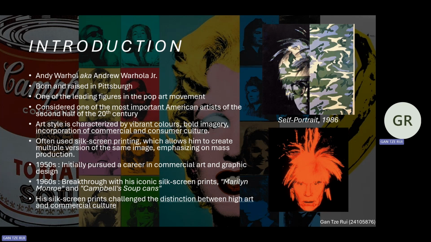His art style is characterized by vibrant colors, bold imagery, incorporation of commercial and consumer culture. He often used silk screen printing, which allows him to create multiple versions of the same image and emphasizing on mass production. In the 1950s, he initially pursued a career in commercial art and graphic design before focusing on pop art. In the 1960s, he had his breakthrough with his iconic silk screen prints, Marilyn Monroe and Campbell soup cans. These silk screen prints challenged the distinction between high art and commercial culture.